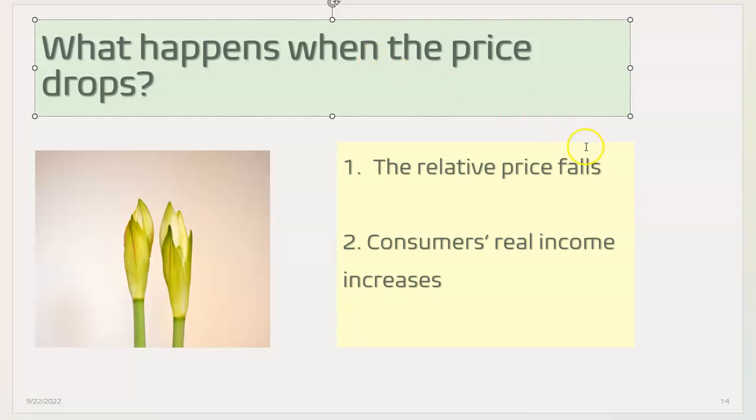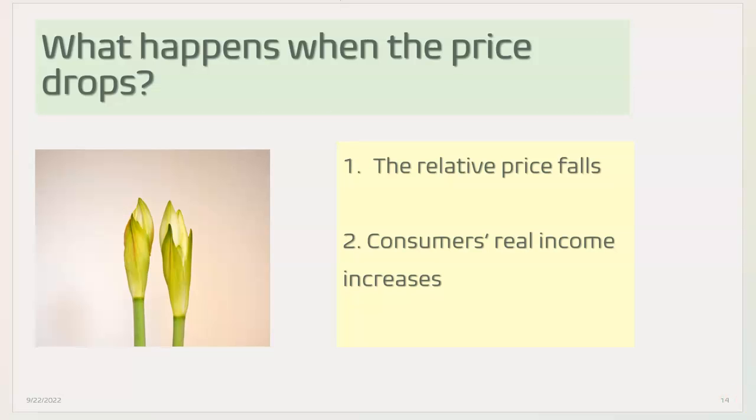Okay. Two things happen. The relative price falls and the consumer's real income increases. These are the two things that happen. Now, what does it mean the relative price falls? The word relative is when you're comparing one thing to the other. So what we're saying is when a product goes on sale, it becomes cheaper in relationship to, in comparison to, relative to the other products.